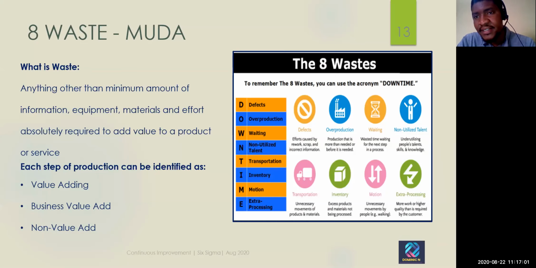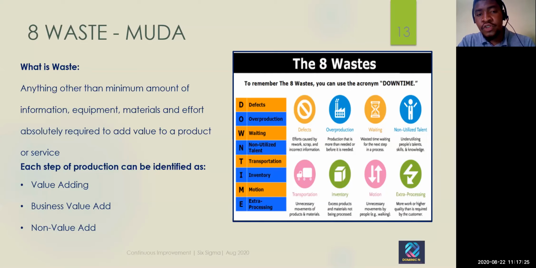What are the defects that you've identified in your process that you need to measure? What is overproduction that you have? What are the waiting times that you have in your process? What are the non-utilized talents that you have in your process? What are the inventory issues? What are the transportation issues? What are the motion issues or the extra processing issues?